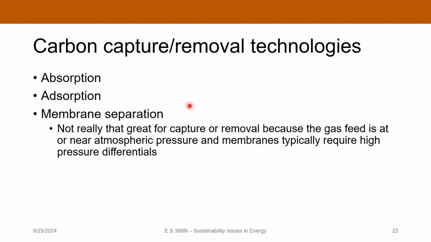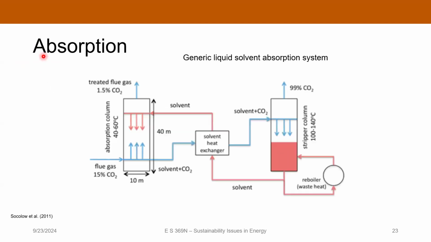Membrane separation is not used a whole lot for carbon removal, simply because it requires high concentrations and high pressure differentials across the membrane. We're typically not dealing with those types of pressures at the conditions where we're doing carbon capture. So that's kind of a minor thing right now, at least for large-scale industrial deployment at power plants or for direct air capture. You're going to be using mostly the first two technologies here. Okay, so let's have a look at how absorption works.